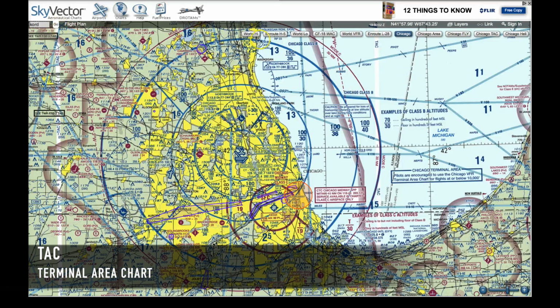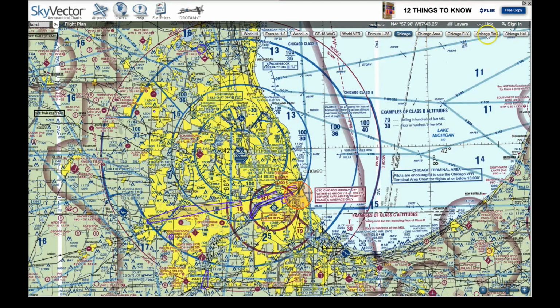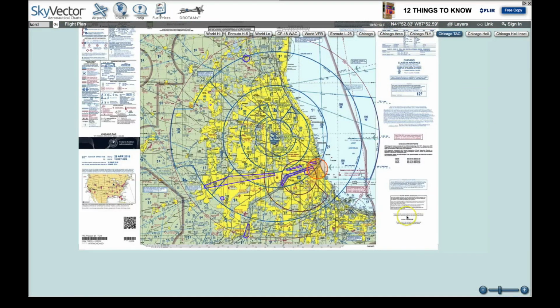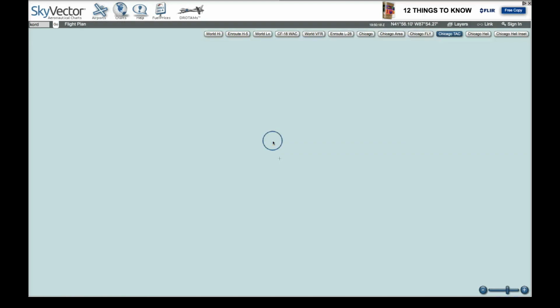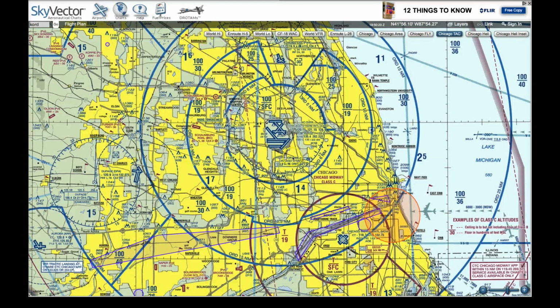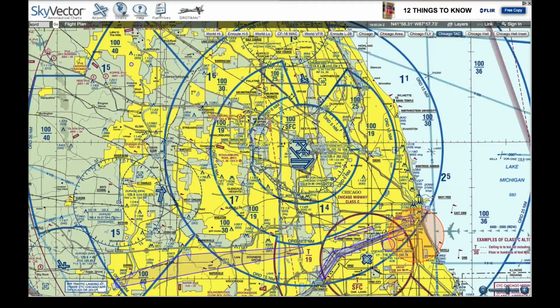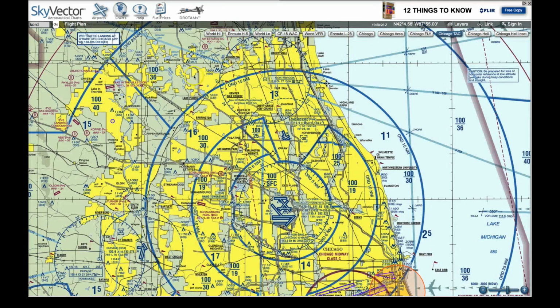And what SkyVector has been smart enough to do is not only give you the Chicago sectional, but also give you the Chicago TAC chart. So if I click on that, you'll notice that I now have a complete foldable chart, but it's just that Chicago area with a lot more detail. We can see things like antennas and factories, because there's a lot of things going on here. And you may find that in your area you have a TAC chart available, and you'll be able to see that by using SkyVector and so on.